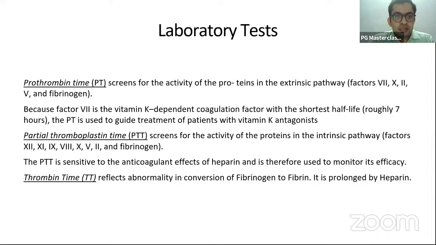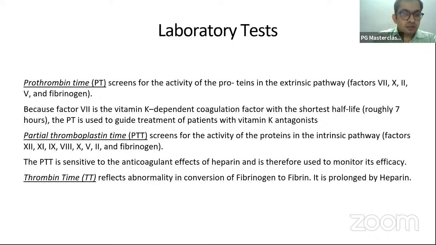Prothrombin time screens for the activity of the proteins in the extrinsic pathway, that is, the one activated by tissue injury: factor 7, which activates factor 10, then thrombin, factor 5, and then directly fibrinogen. It is the shorter pathway. Since factor 7 is a vitamin K dependent coagulation factor, it has a very short half-life. So prothrombin time is used to guide the treatment of patients on vitamin K antagonists, for example warfarin, as we use it for the management of various clinical vignettes such as DVT.